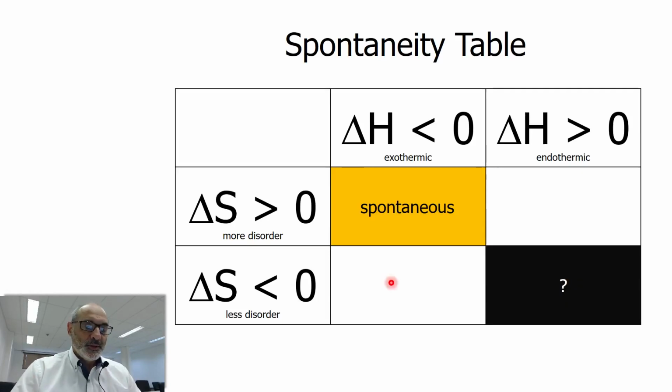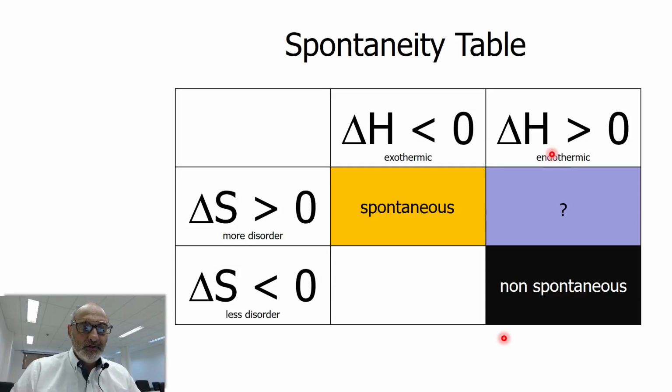Let's consider this one, endothermic and less disorder. The process must absorb energy, and in addition, the final result must be more ordered, must have a higher level of order or a lower level of disorder compared with the reagents in the beginning. So this is very unlikely to happen, because it must absorb energy and in addition it must reduce disorder. So I would say this process is non-spontaneous in the indicated sense, of course.